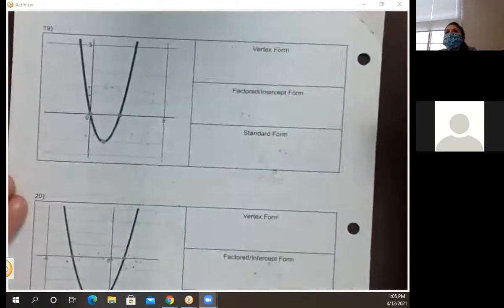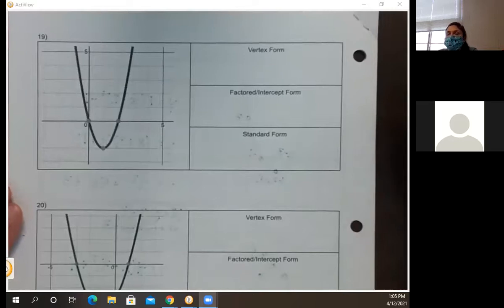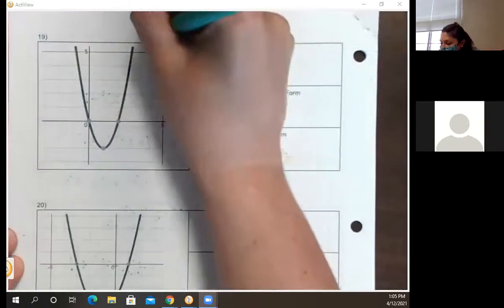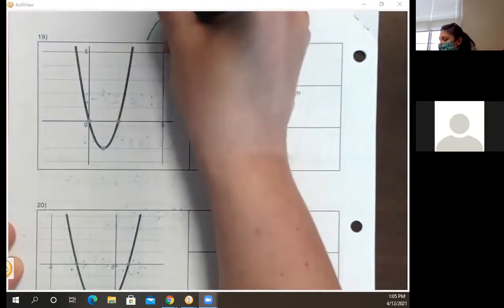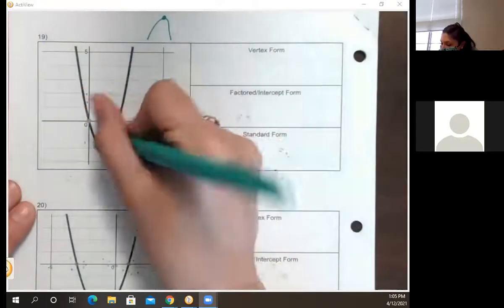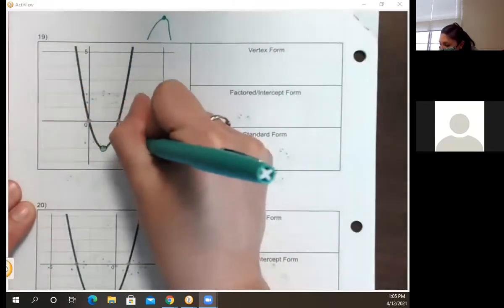Let's look at number 19. So number 19, same idea. We're going to start by identifying our vertex. Remember, the vertex is always going to be either the minimum, or if my parabola opens down, the maximum point on my graph. That's why we're starting with vertex form, because it should be a point that you can pick out pretty easily from your graph. Okay, so my vertex here is 1, negative 2.